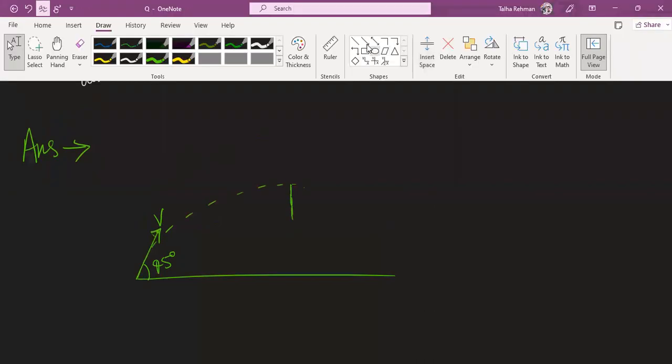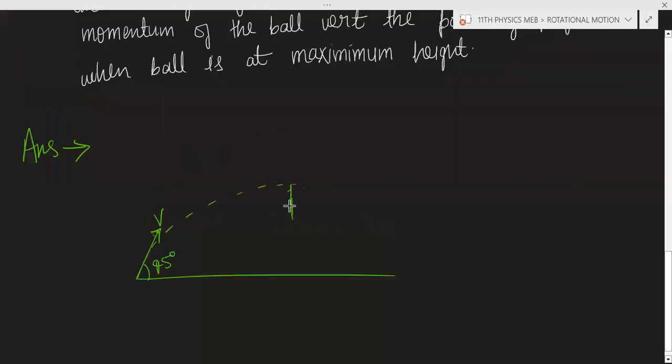I am not showing the whole path. You know what the whole path will be. I'm showing just half the path, because it is not possible to draw it properly. So it will be the whole path of the ball. This is the point where the ball achieves the maximum height, h max.